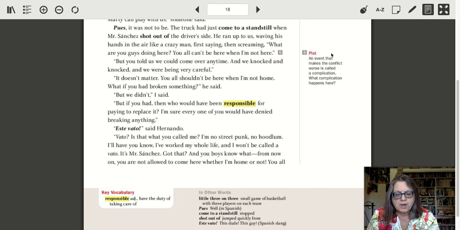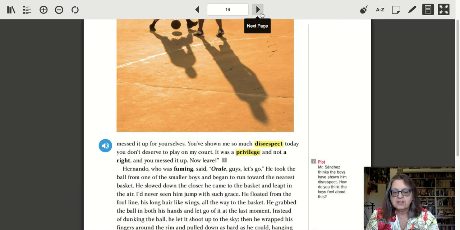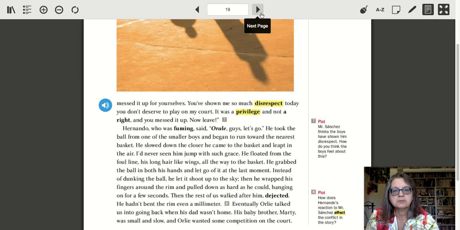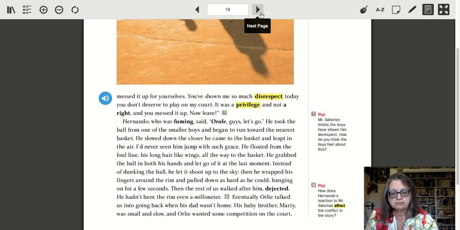And you boys know what? From now on, you are not allowed to come here, whether I'm home or not. You all messed up. You all messed it up for yourselves. You have shown me so much disrespect today. You don't deserve to play on my court. It was a privilege and not a right, and you messed it up. Now leave.